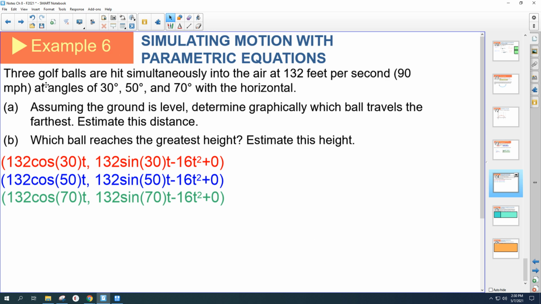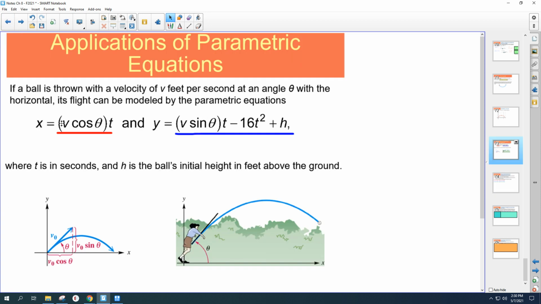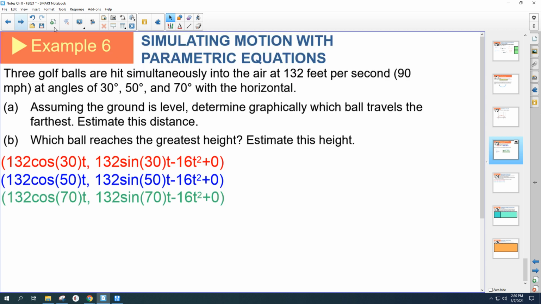Example 3 says 3 golf balls are hit simultaneously into the air at 132 feet per second. That's your initial velocity, which is also 90 miles an hour, but we're going to use feet per second, at angles of 30, 50, and 70. So they've actually got 3 different parametric equations, one for 30, one for 50, and one for 70. Notice it's xy, xy, xy. I'm using these 2 equations, but I've just plugged in the initial velocity, 132, and an angle of 30 or 50 or 70 into this place right there.